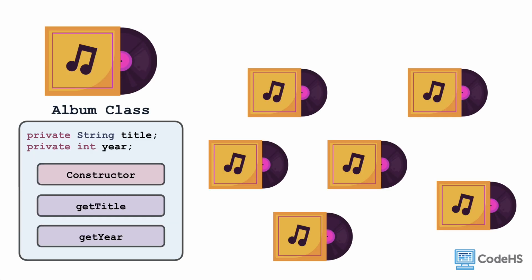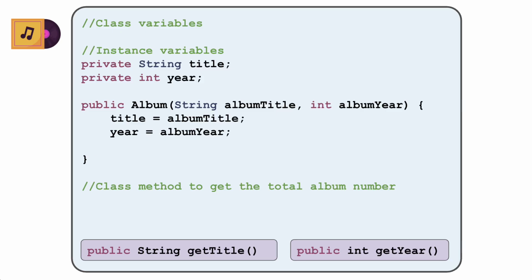Imagine you have been hired by a musician to write a program that stores the data for all of their albums. You want to add some functionality to the program so that it keeps track of the total number of albums the musician has published. In order to calculate the total number of albums, you will need to use a class variable. This is because the total number of albums belongs to the album class as a whole rather than one specific album object. Here is an abbreviated version of the album class.